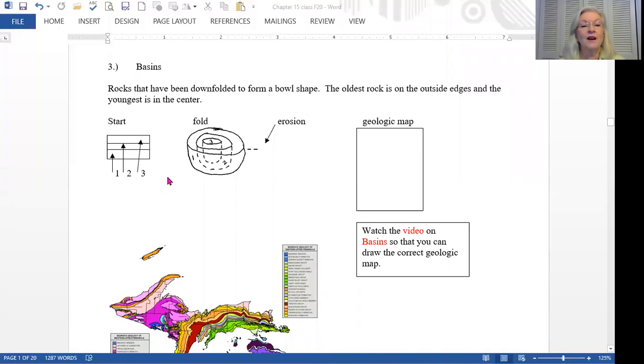Domes are like synclines, but instead of the forces pushing in from each side, they push in all the way around in 360 degrees. And so you end up with a bowl-shaped configuration. Looks more like a series of 3 nested bowls. So here's rock layer 1 on the outside, 2 in the middle, 2 next to it, and then 3 in the very middle. And again, to draw the geologic map, you need to look at the video on basins. There's a separate video on basins.